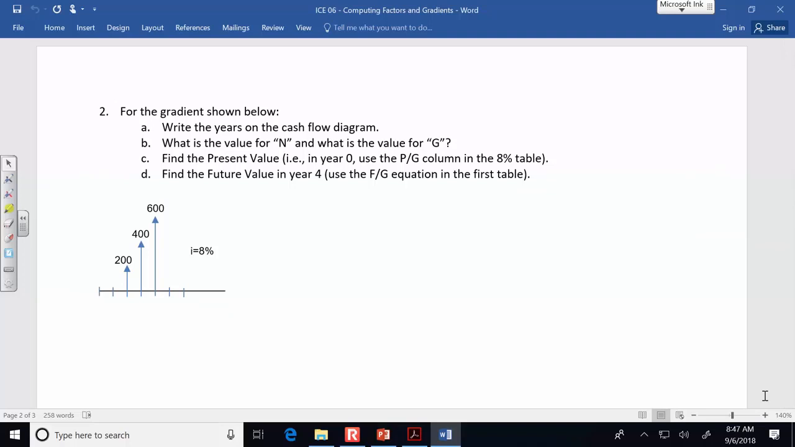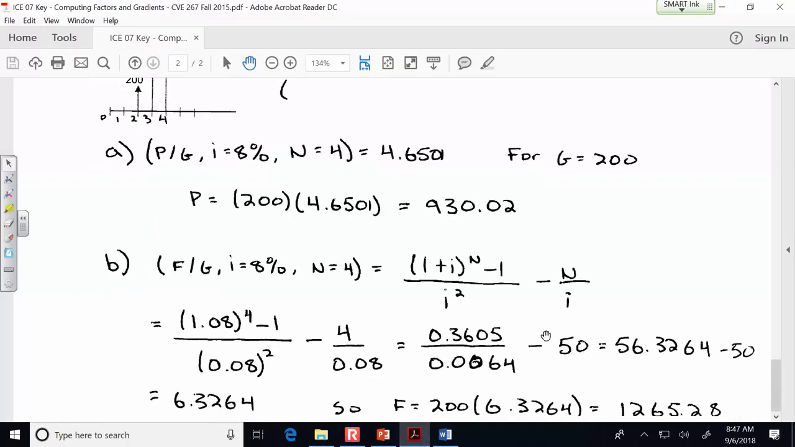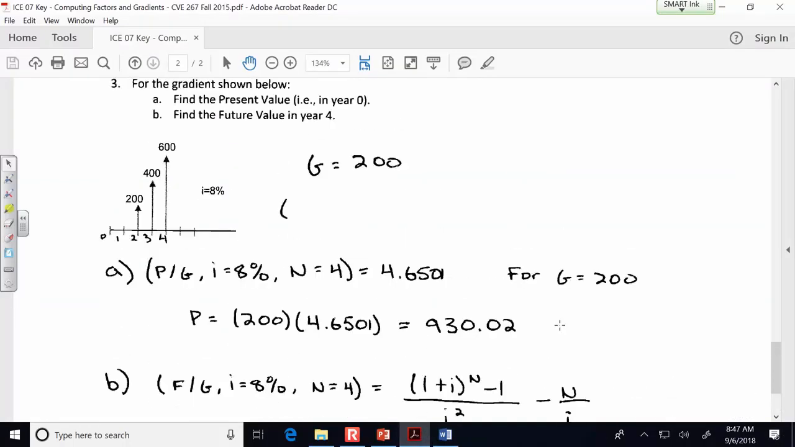Okay, the first thing that you needed to do is write the years on the cash flow diagram. So that's easy enough. What we see on the cash flow diagram is that we're starting off with year 0. Year 0 is the present. Year 1, there's nothing there because it's 0 G.